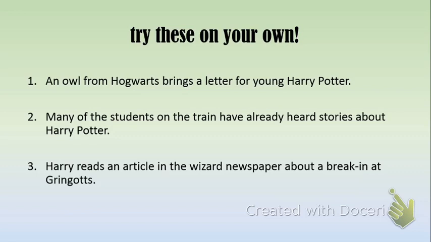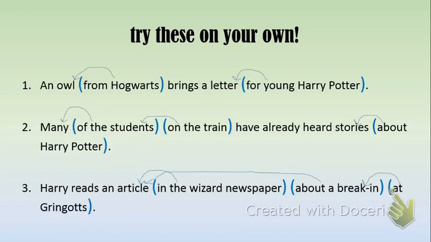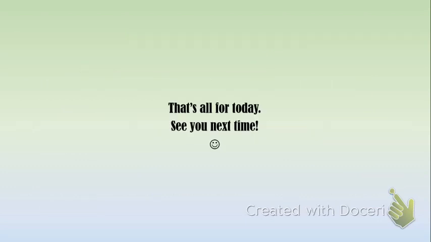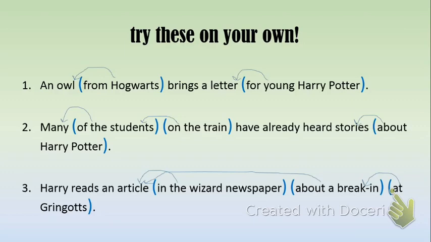Alright, so if you've done this, here are the answers for you right now. What I want to do is draw your attention to sentence number 3, where you have about a break-in. Oops, sorry, let's go back. Here in sentence number 3, you have this prepositional phrase. Here's the preposition, here's the object. The difference in this sentence, though, is that it's not describing the noun right in front of it. Here is the noun right in front of it, but it's actually not telling what kind of newspaper it was. It wasn't a newspaper about a break-in.